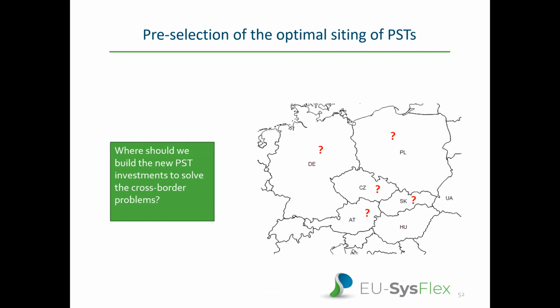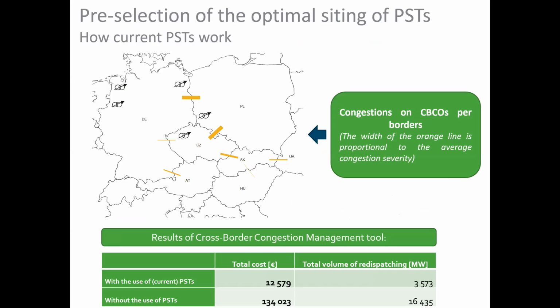The map on the next slide shows the severity of the cross-border congestions, the yellow lines, we encountered in the 24 SysFlex scenarios. Below, we report the cost of relieving the congestions derived by our congestion management tool. The cost is around 12,000 euros when we use the existing PSTs, and more than 10 times that if we would not have them in the system, and all would have to be cleared by redispatching only. Thus, we see that PSTs are really a valuable asset.